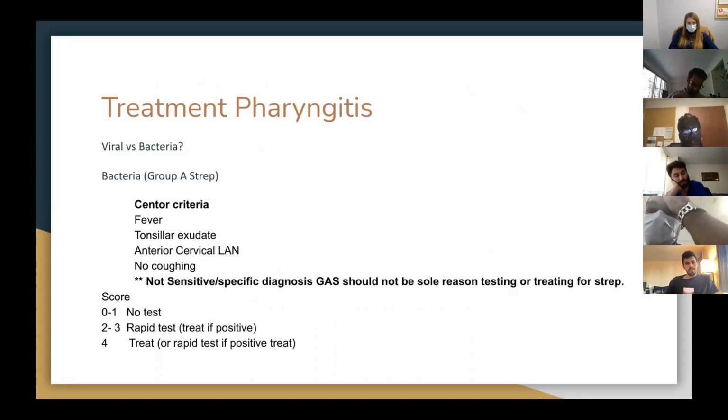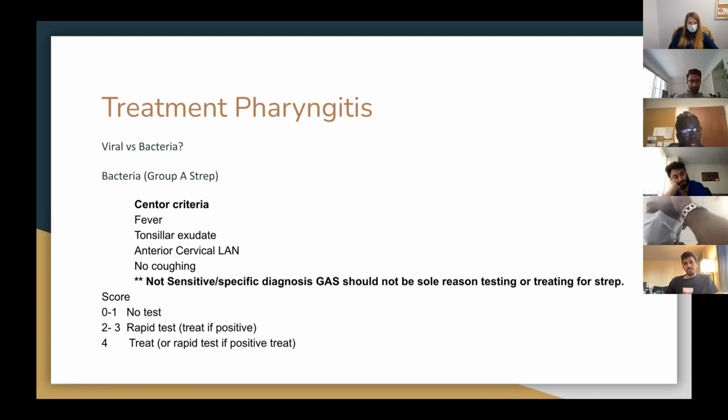So, treatments of pharyngitis: viral, we do supportive. Bacterial, and we think it's group A strep, then we can look at the Centor criteria. Remember that the Centor criteria is not sensitive or specific for group A strep. It also picks up group C and group G, and other bacteria. It's supposed to be used for the first 3 days to give you a sense of if there's a bacterial infection going on.